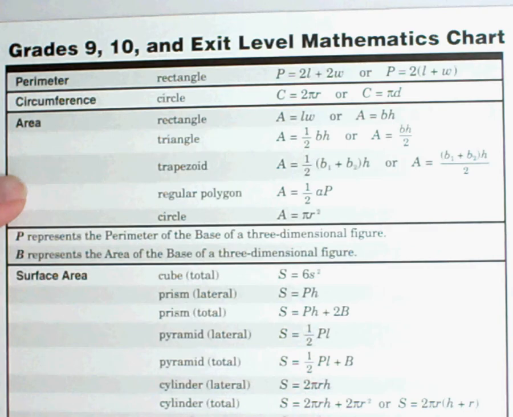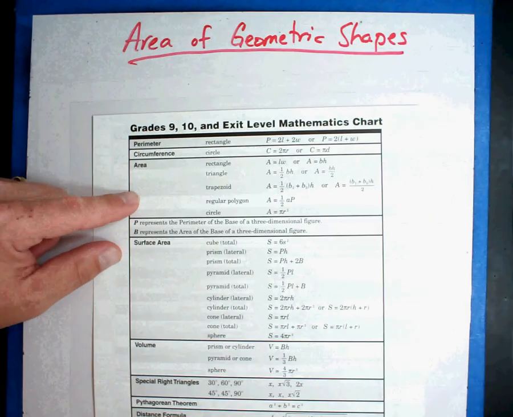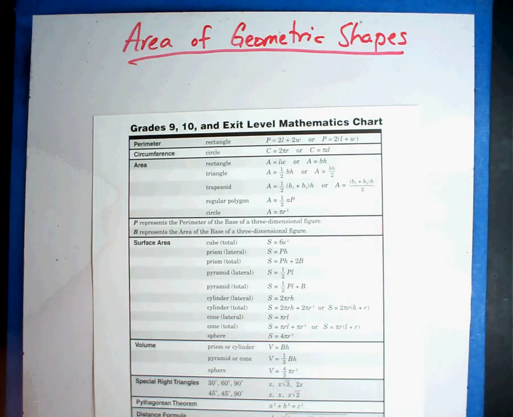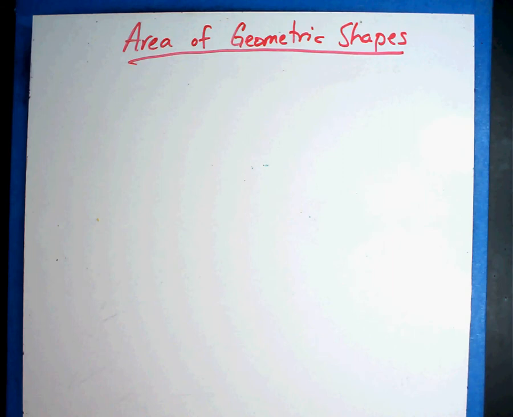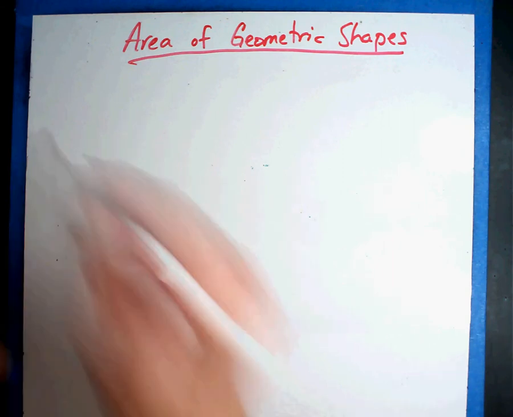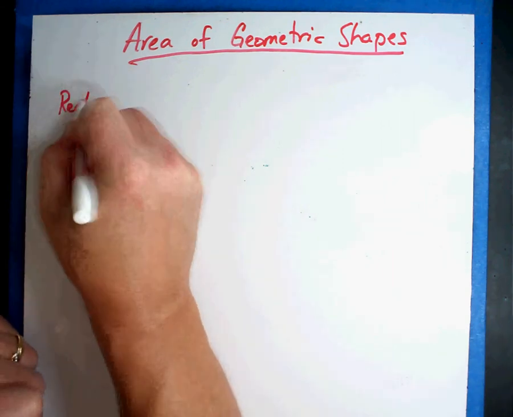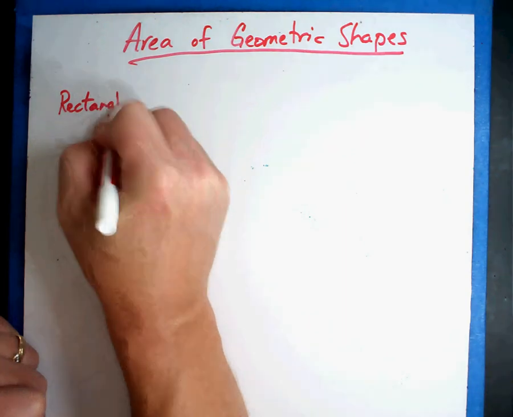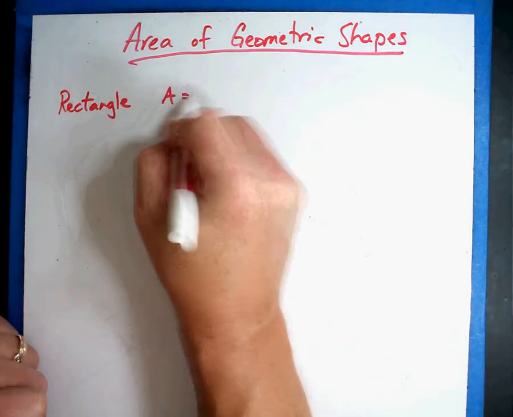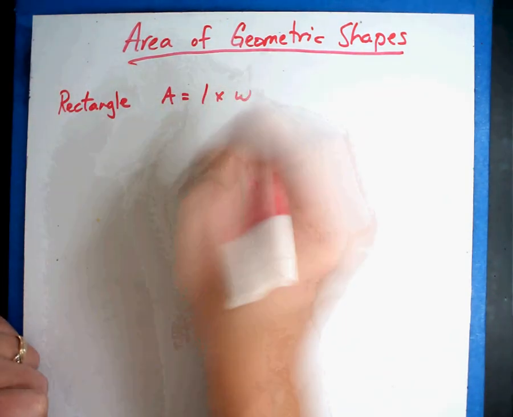And what I'm going to do in this video is show you how to use all of these formulas to find the area of a shape. Most of them, it's the same exact math. We're going to start first with a rectangle. I'm just getting these formulas straight off the formula chart. Area equals length times width.